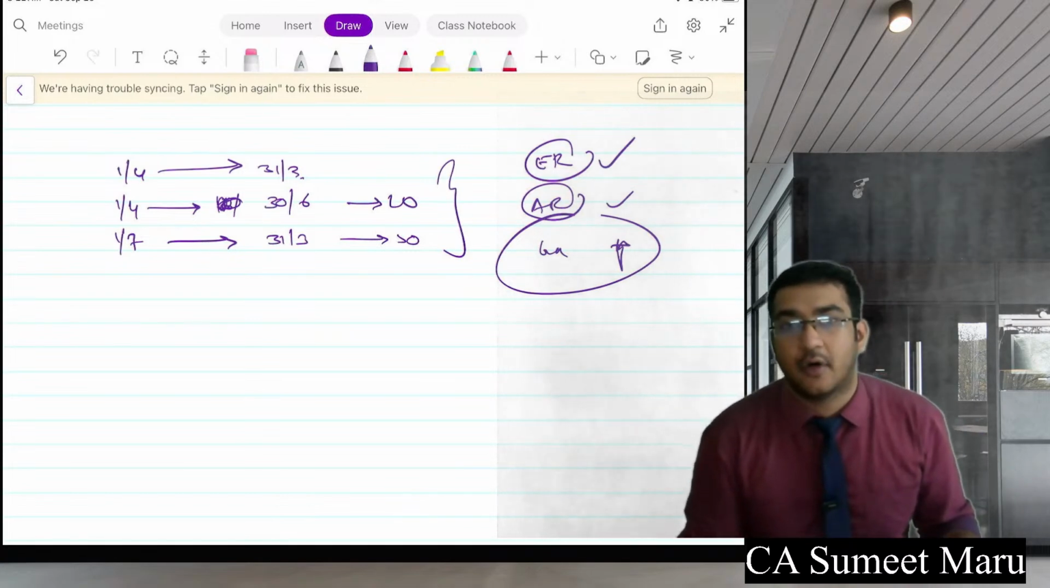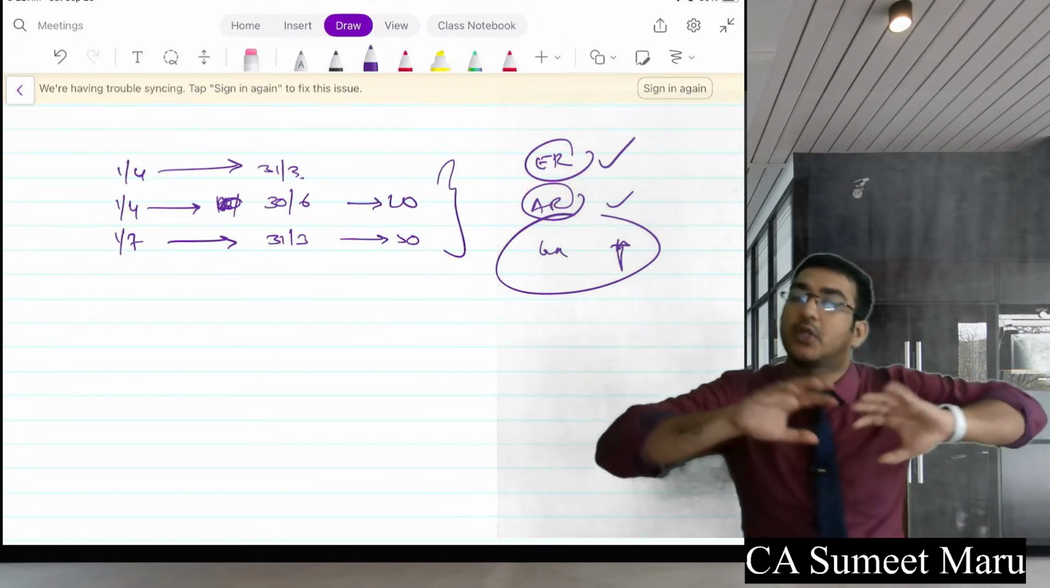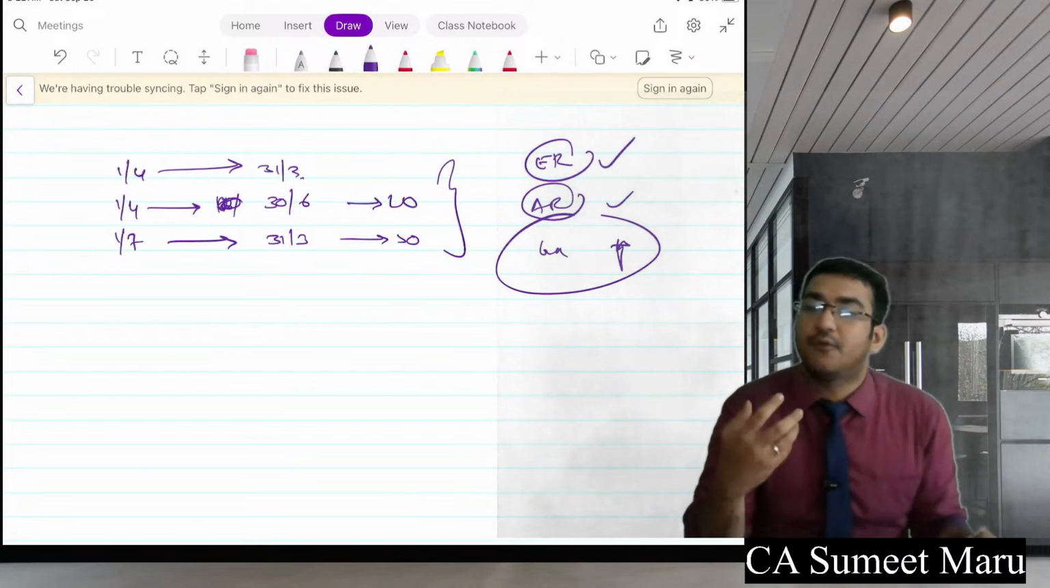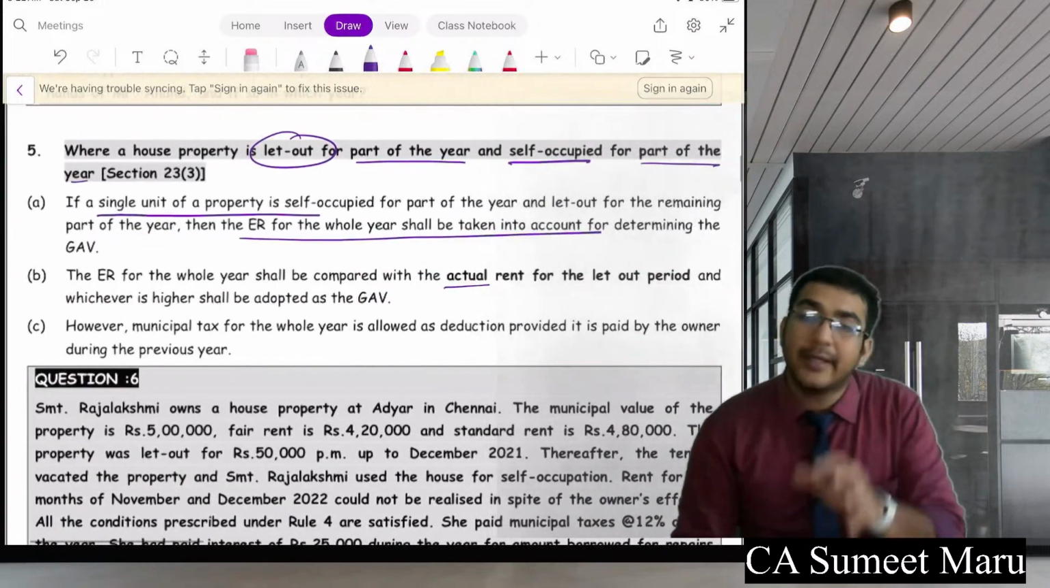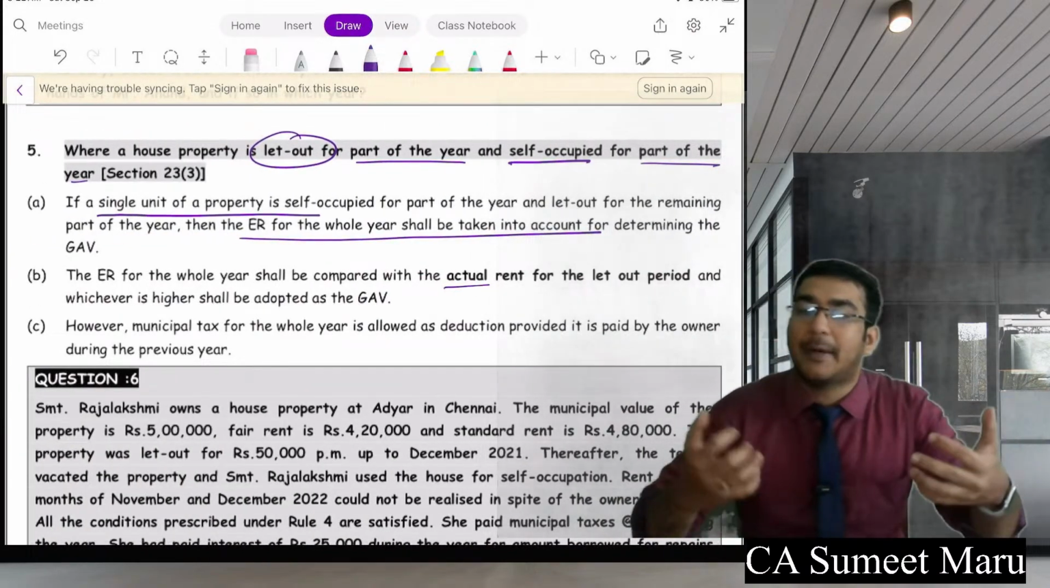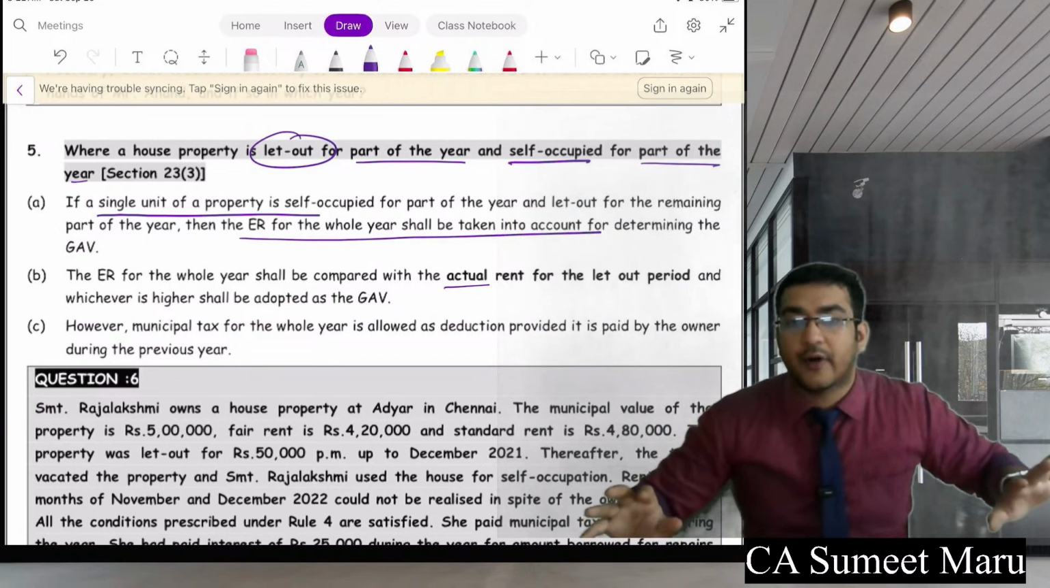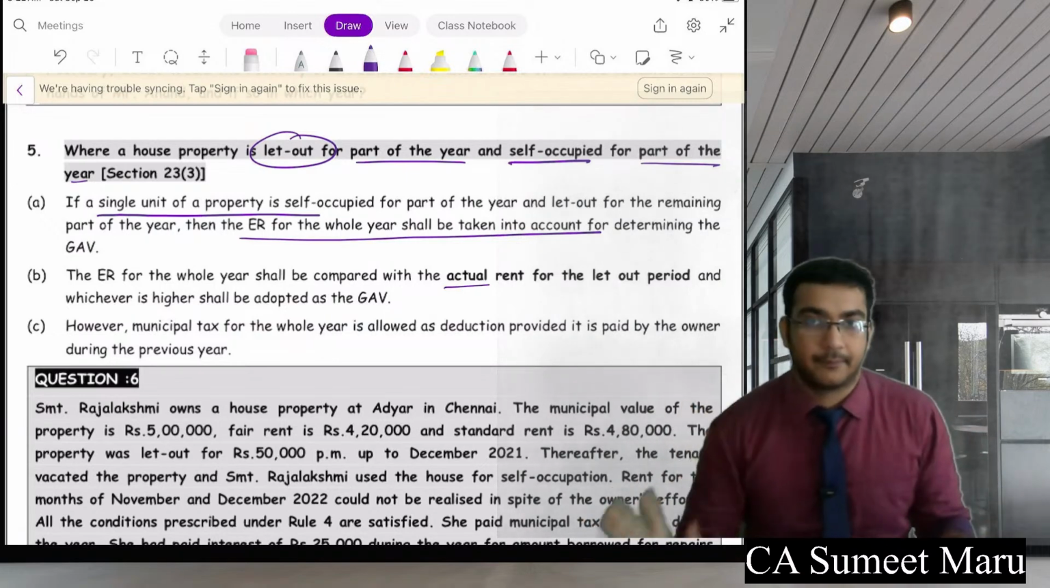You have to go in the same form. So your expected rent will come for the total period, actual rent will come for only the actual period, and the rest process will be the same. So if the let out property is self occupied for part of the year and let out for part of the year, do not go for any concession, solve the question normally.